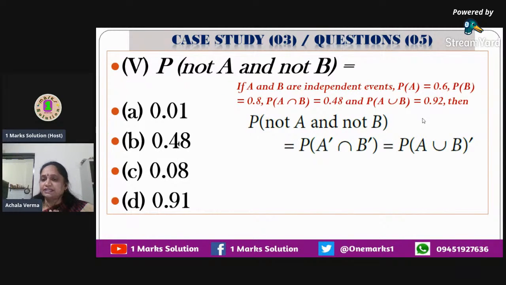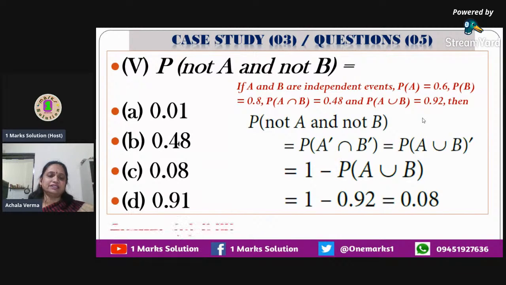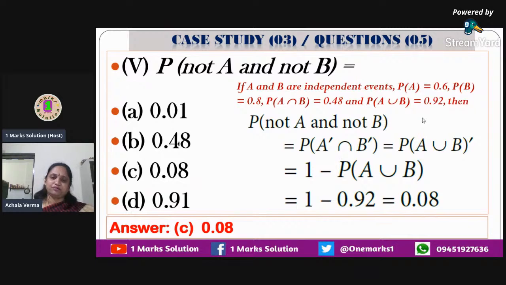As per the sets, we know A complement intersection B complement is always equal to A union B whole complement. Therefore, probability of A complement intersection B complement is probability of A union B whole complement, which is 1 minus probability of A union B. Very simple. And therefore, 1 minus 0.92 is equal to 0.08. Hence, option C is the right option.